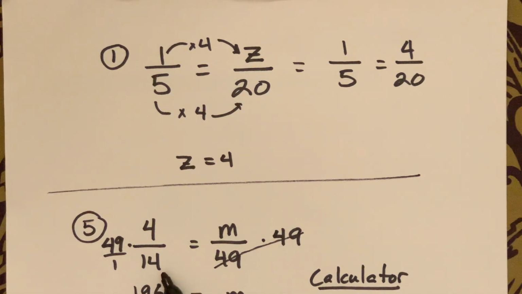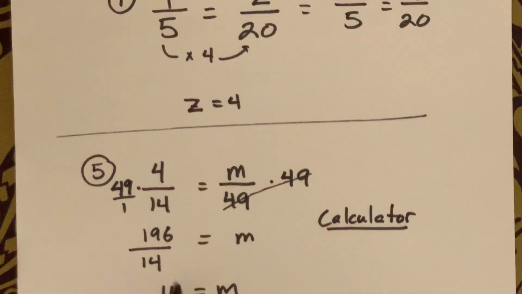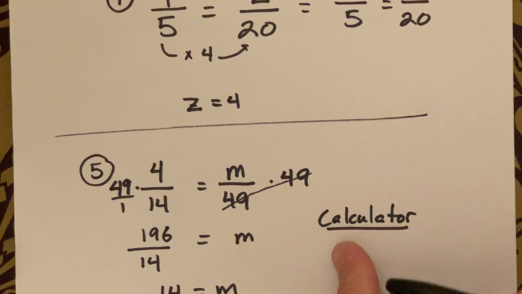Here you have 14 and 49. I couldn't have jumped. What do I do to 14 to get 49? I don't know. I can't. But I can use algebra to solve it. If I multiply both sides by 49, that will take out my denominator, and I'm left with 196 over 14. That's a division problem, and 14. Okay. Let's do one last problem.